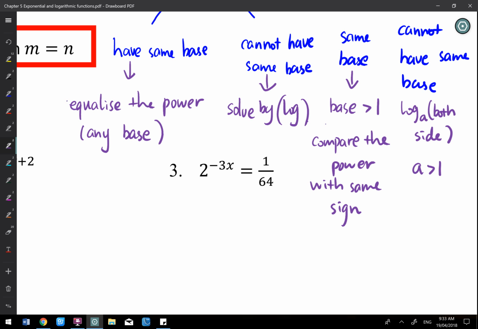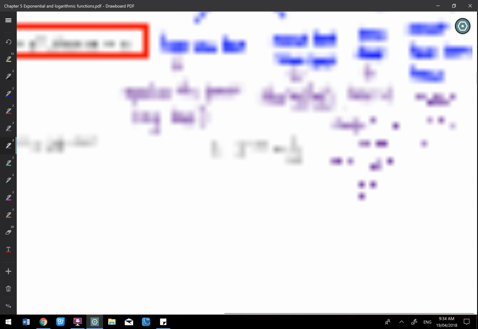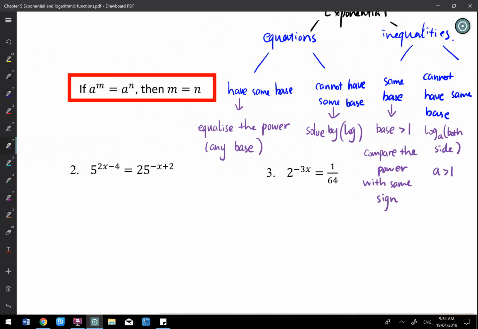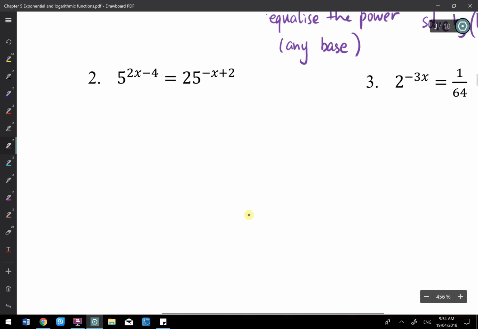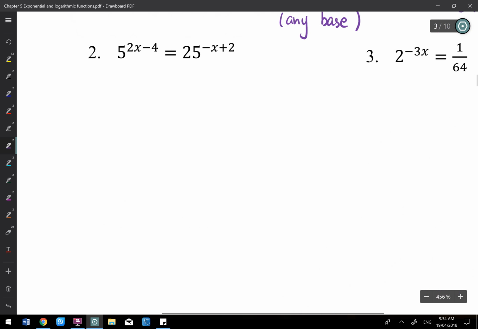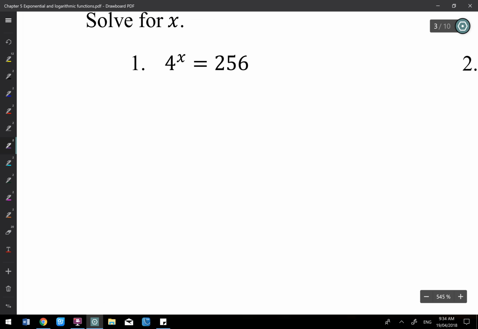So let's have a look at these questions. We go through that in the questions. Where's my example 1? Here's my example 1.